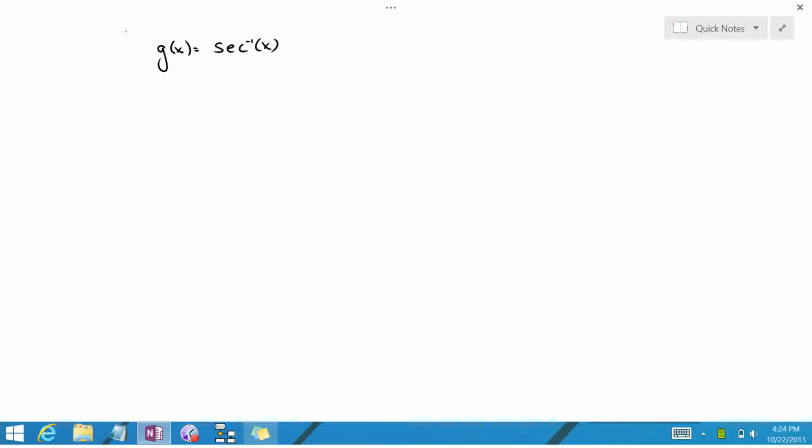Okay, so our job is to find the derivative of this function I've called g, where that's the secant inverse of x. And just as an important notational point, you should always keep this in mind. Usually, when we put an exponent right there for these trigonometric functions, we usually mean you first apply sine of x, and then you square it.